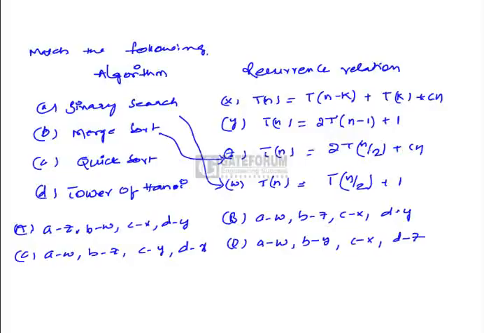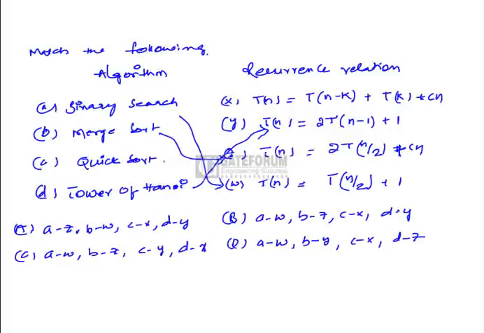Why? Because here we divide the list into two parts, and after that we combine the results. So here T(n) = 2T(n/2) + cn. And for towers of Hanoi, the recurrence relation is T(n) = 2T(n-1) + 1. Why? Because in towers of Hanoi, the top n-1 elements will be moved twice. So here T(n) = 2T(n-1) + 1.